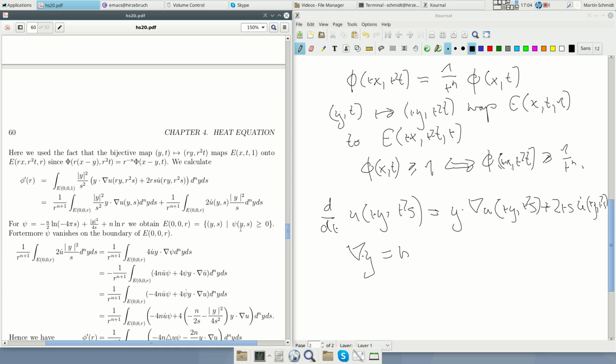Remember, psi vanishes at the boundary of this ball, so we get no boundary terms. Very important: no boundary terms because psi vanishes at the boundary. Now what do we do here?